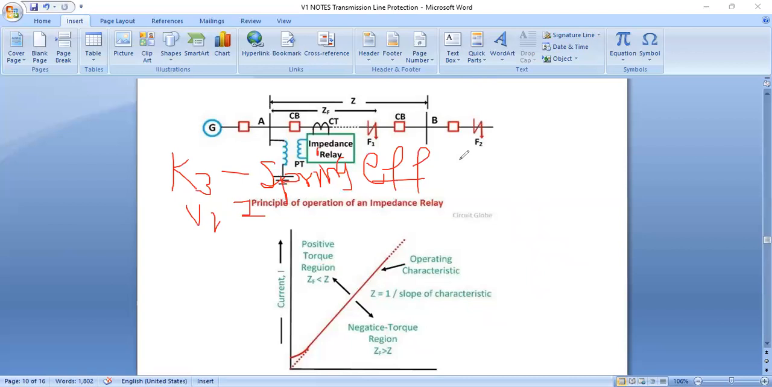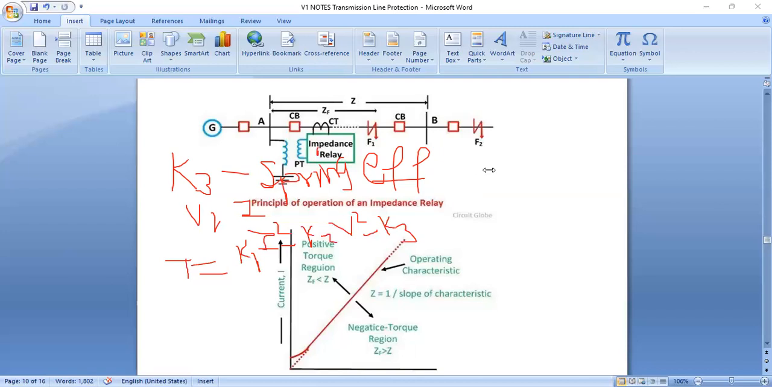Then what is the torque equation? The torque equation is nothing but: the torque is equal to K1 I square minus K2 V square minus K3. So K3 is the spring effect, and voltage and current are the values of the voltage and current.